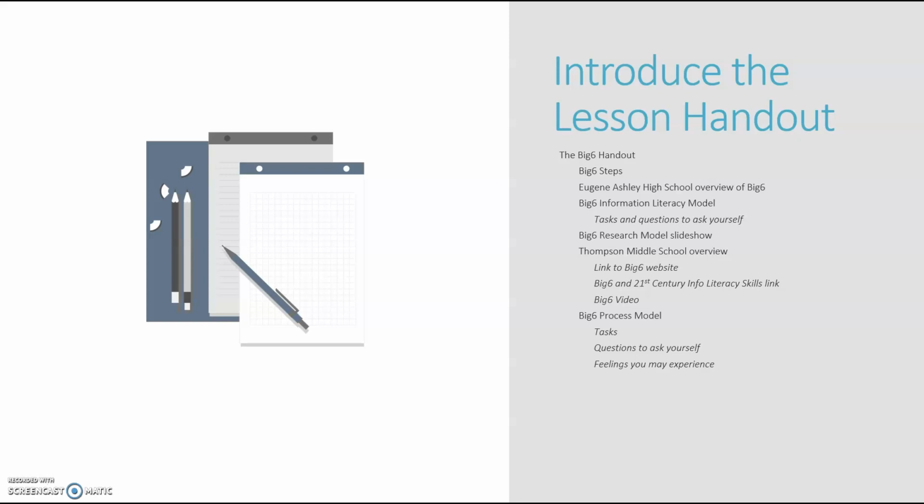They provide a link to the official Big 6 website and a link to the Big 6 and 21st Century Info Literacy Skills. This links the Big 6 with the AASL and the National Education Technology Standards. There is also a helpful video on the Big 6 process. The last link is similar to the second link. It includes the task and questions to ask yourself, but it also adds feelings experienced.